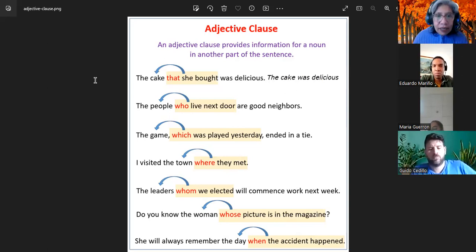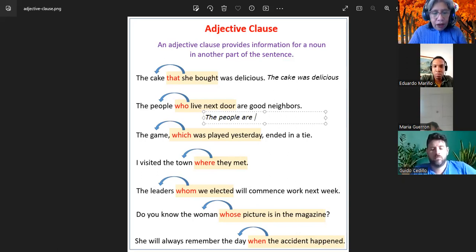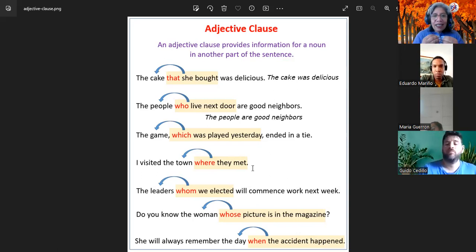If I write the people are good neighbors. Can I know who are those people? Is it the people in front of the house? Is it all the people in the neighborhood? Is it the people who live two houses from mine? No, I can't. I can basically know the people are good neighbors, but not who those people are.